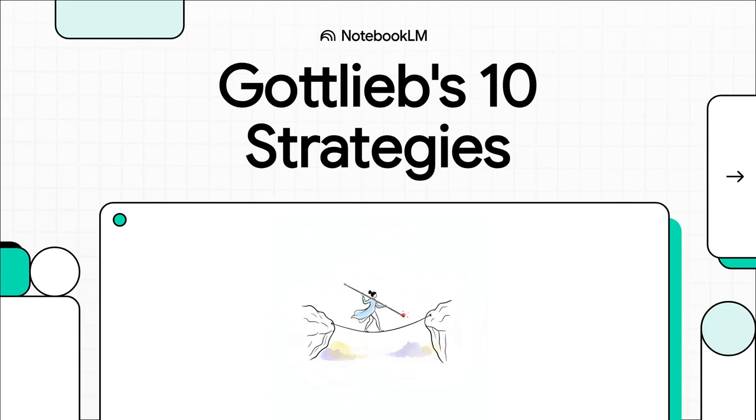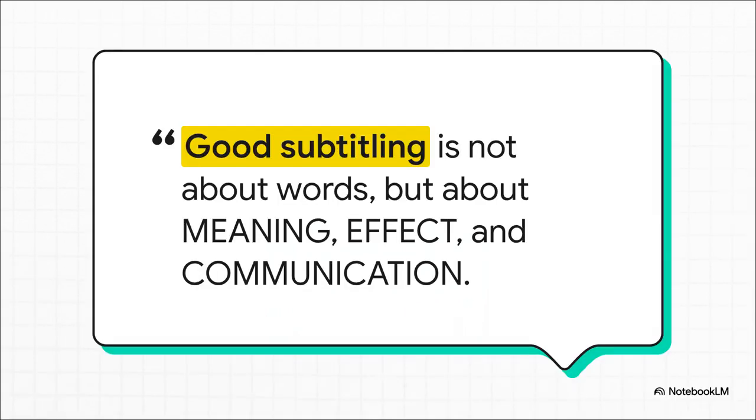Ever watch a foreign film and notice the subtitles don't quite match the length of what the actor just said? Or maybe you've wondered how a hyper-specific, cultural joke somehow still lands perfectly in English. Well, in this explainer, we're going to decode exactly how professionals pull off that cinematic magic, using Gottlieb's 10 subtitling strategies.